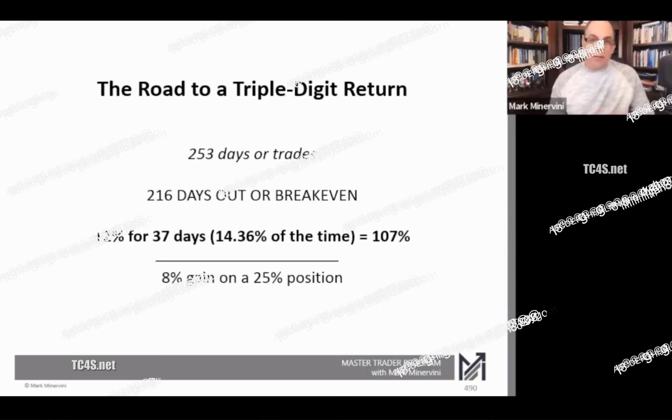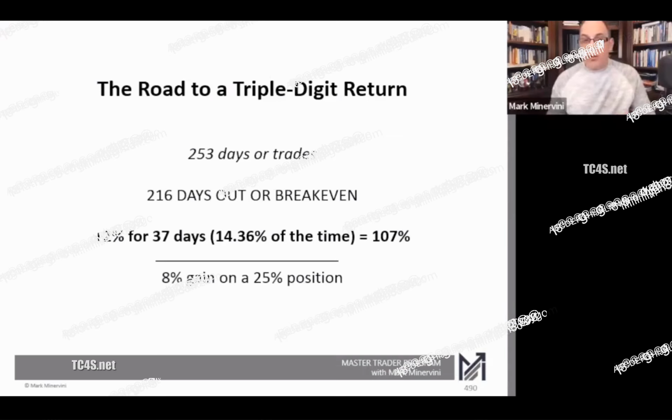Out of that entire time, we'll call it a year, 253 days, 253 trades, however you want to call it, we're going to assume that we've only traded on 37 of those days. And on those days, we've captured 2% of our equity. We made a 2% return. That's about 14% of the time, so we're in the market about 14% of the time. Now, that may sound like, wow, 2%, that's a big return on your capital in any one day or one week.